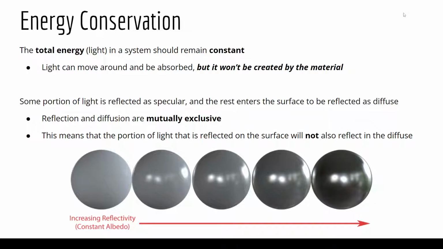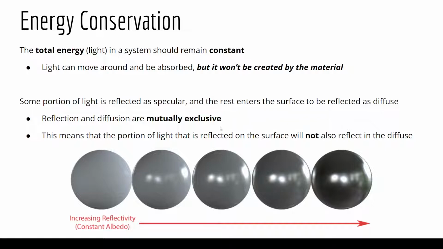That means we're losing that light. But what this says is that when light comes in and then light leaves, the light that leaves can't be more than the light that comes in. Another aspect of energy conservation is that when we think of light coming in and it either reflects off or goes into the surface, those two interactions, reflection and diffusion, are mutually exclusive.